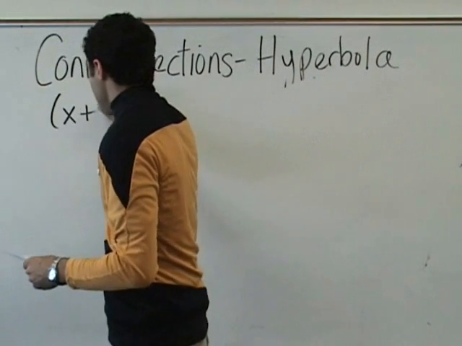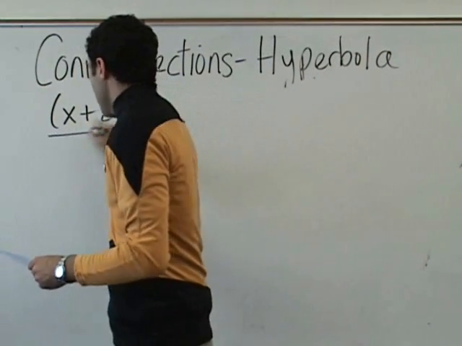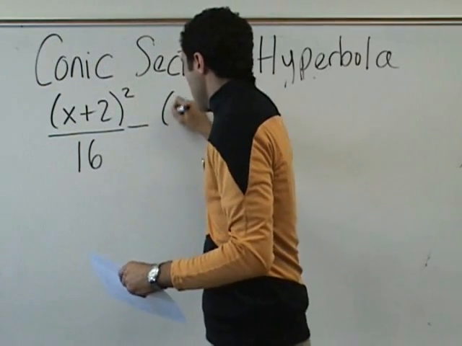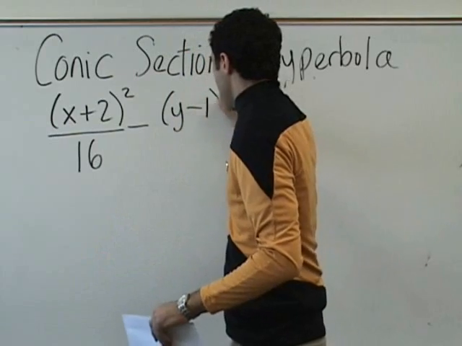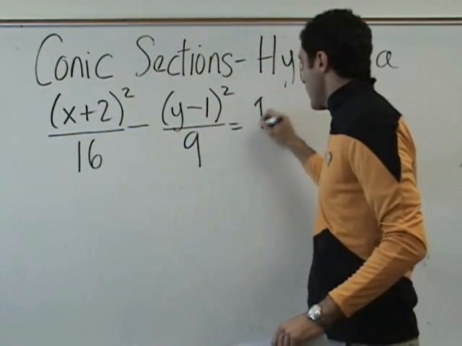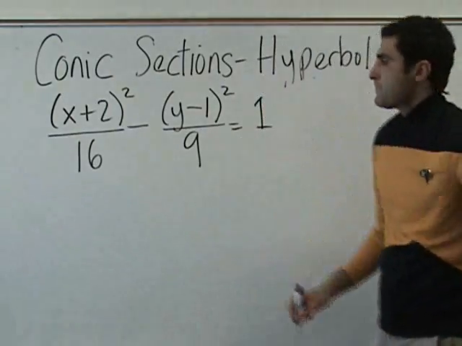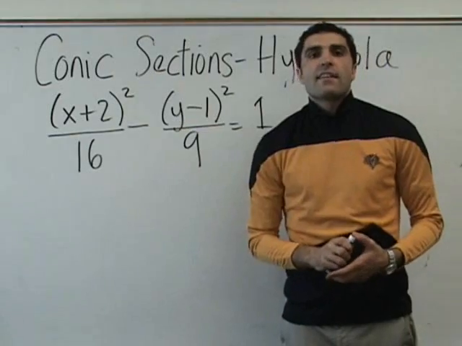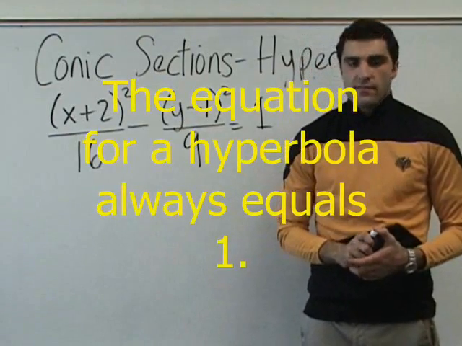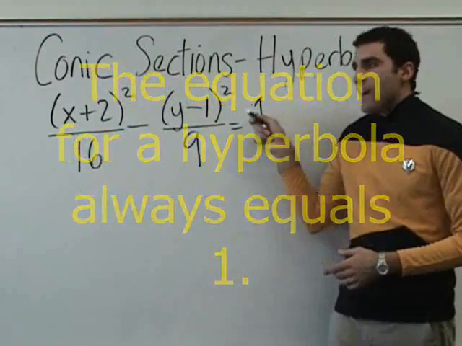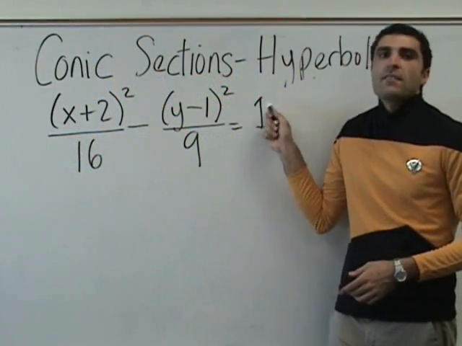(x plus 2) squared over 16 minus (y minus 1) squared over 9 equals 1. I made the foci easier. Does it always equal 1? Yes. And if it doesn't, we've touched on this last time, you have to divide both sides by this number to make it 1.